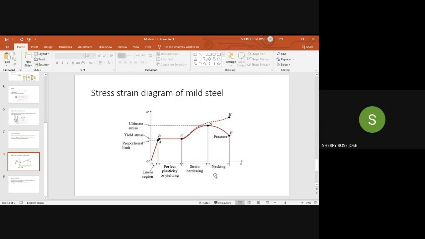Think of a rubber band. If you apply a tensile force on the rubber band, it elongates, and if you increase it beyond a limit, at some point the area of the rubber decreases and it breaks off. The same is applicable here. When a tensile force beyond its capacity is applied on mild steel, the cross-sectional area starts to decrease, and at some point it breaks off. This is all about the stress strain diagram of mild steel.